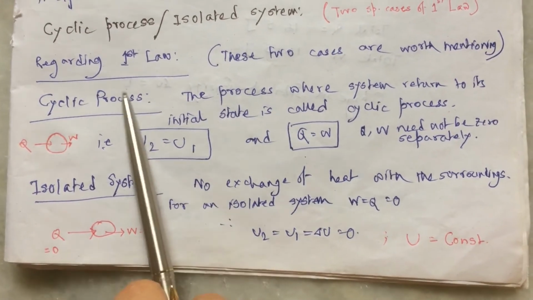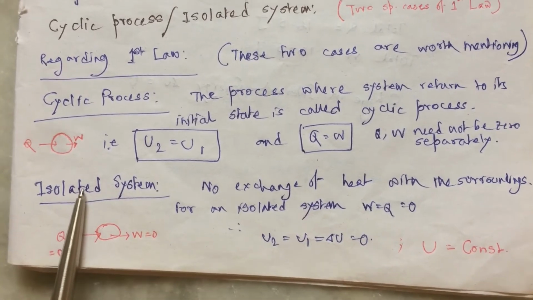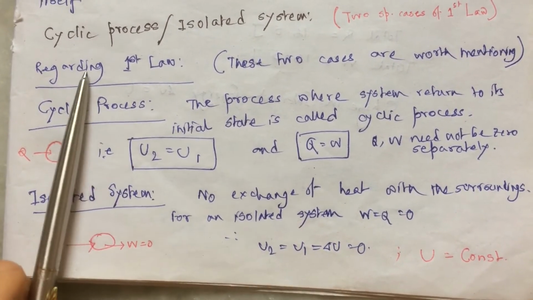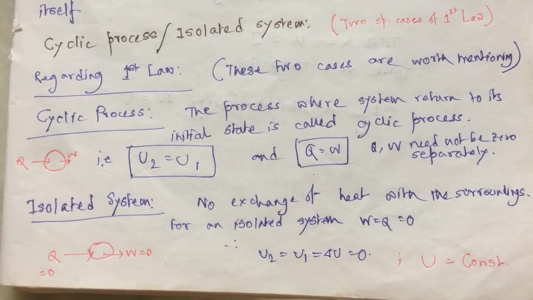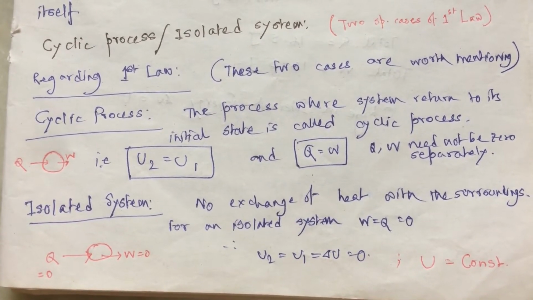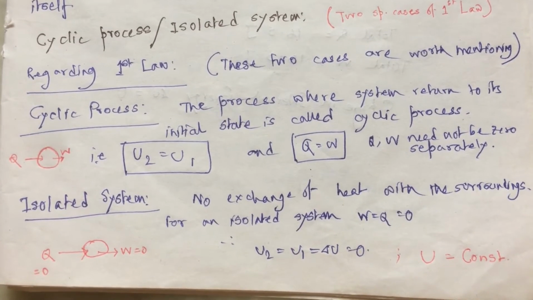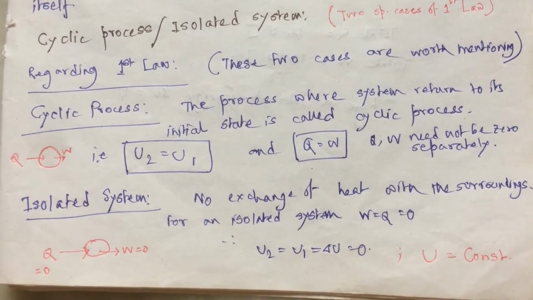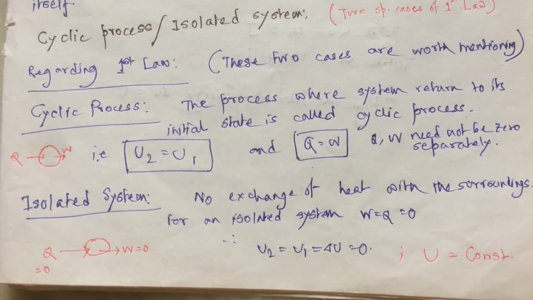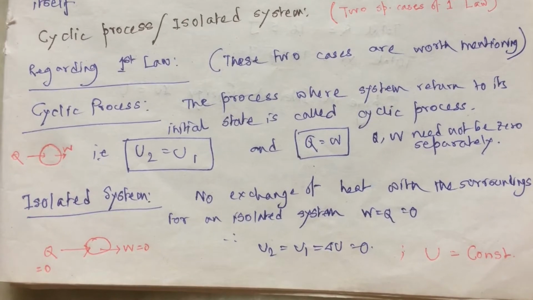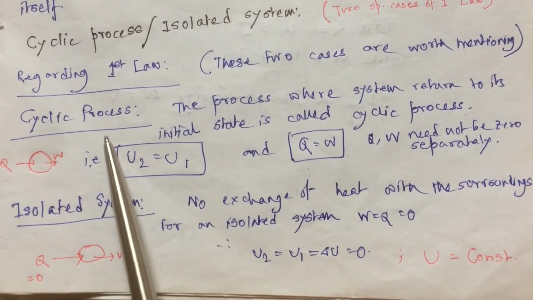Now let's discuss two special cases of the first law of thermodynamics, which are the cyclic process and the isolated system. So far we have covered the conversion of heat and mechanical work, and how the internal energy changes, in the two work done videos I posted earlier. This is the cyclic process.